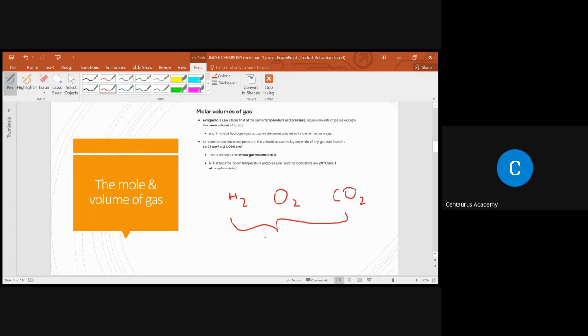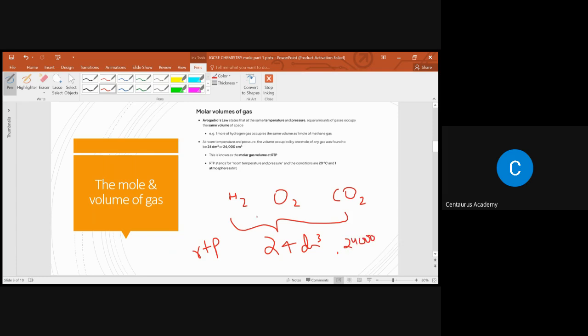That volume is going to be 24 according to the standards. It is 24 decimeter cube, which becomes the molar gas volume at room temperature and pressure. What is room temperature and pressure? It is approximately 20 to 25 degrees Celsius temperature and 1 atmosphere pressure. So 24 decimeter cube, or in centimeter cube, it will become 24,000 centimeter cube.